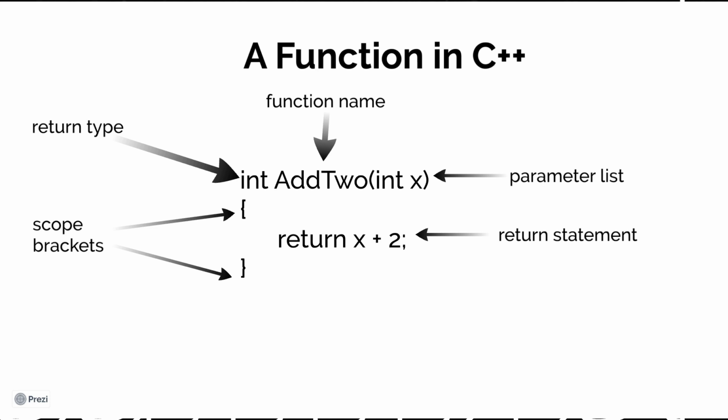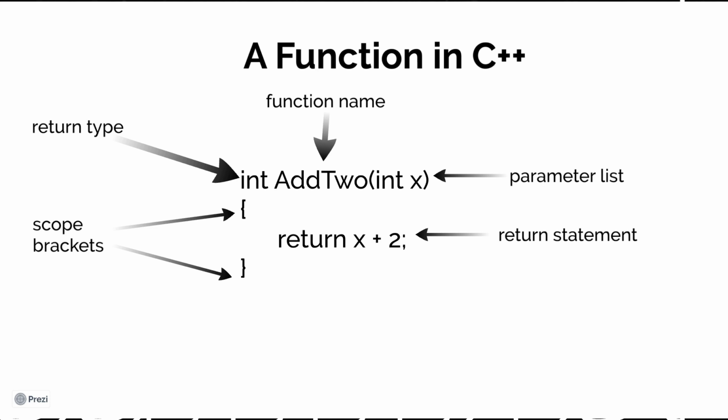Next up, we have the function name. Functions have the same naming rules as variables do. So, letter or underscore for the first character, and any alphanumeric plus underscore for the remaining characters.